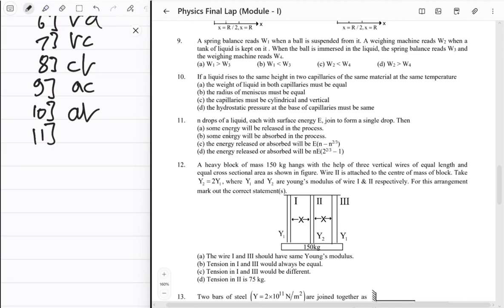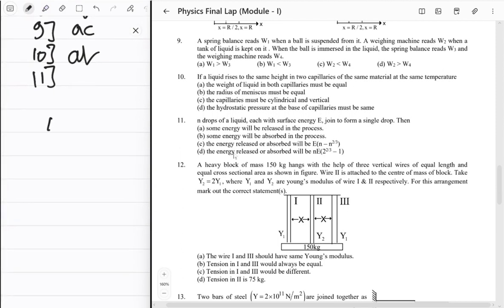N drops of a liquid, each with surface energy E, joined to form a single drop. Then, okay, drops है liquid के, each with surface energy E. Some energy will be released in the process. Okay, energy released or absorbed will be this thing. ठीक है ना, कितनी एनर्जी रिलीज हुई अपने को वही देखना पड़ेगा.